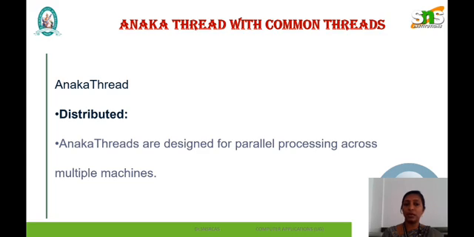Aneka thread is a design for parallel processing across multiple machines. Thread means the small units of execution in a task. We have to divide our task into small units and perform them one by one. After all threads are completed, our task will be completed successfully.